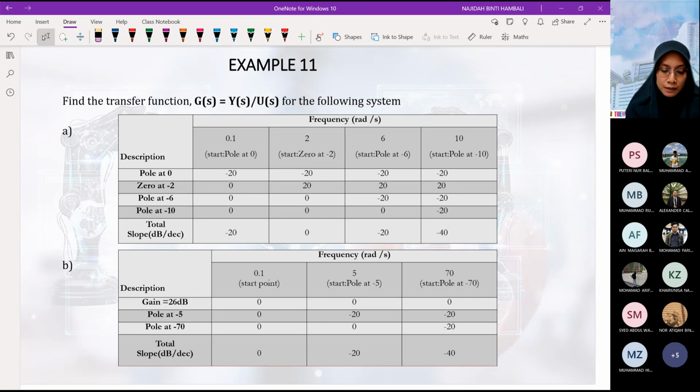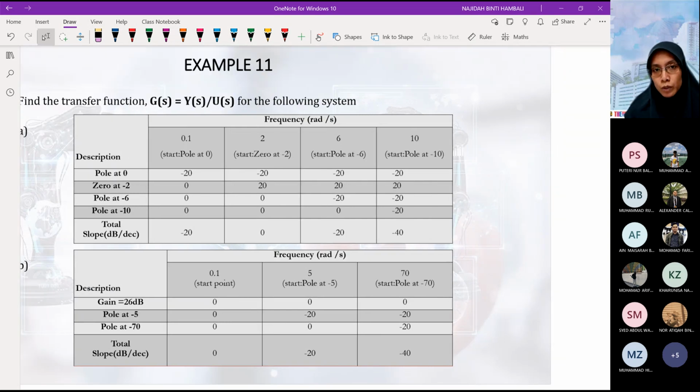As a revision. Okay. So for this one, you can directly determine the transfer function without need to know what is the state space equation. Okay. Yang ni you boleh determine the transfer function in S domain directly from the Bode table in frequency domain. So for the first one, G(s) is equal to berapa?